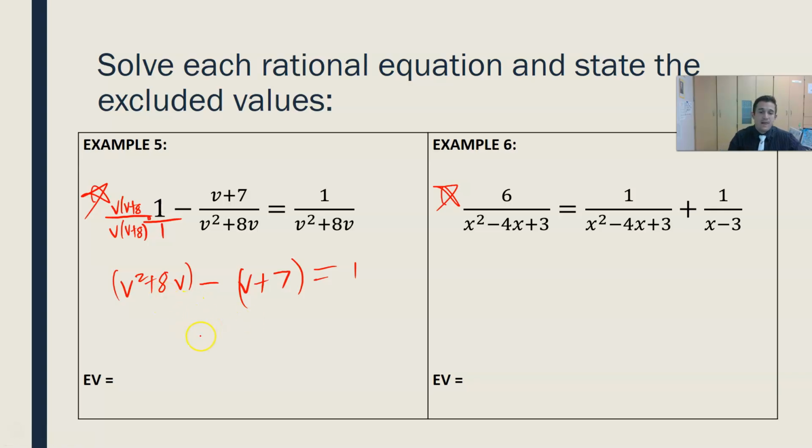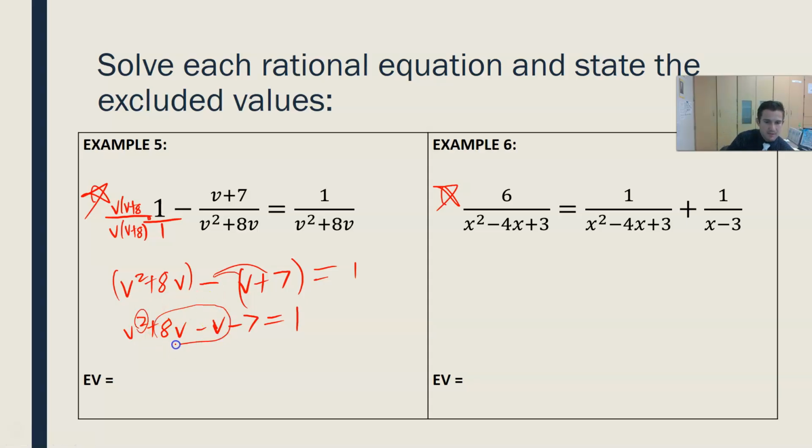Okay, so let's simplify this a little bit. I have v squared plus 8v minus v and minus 7, remember that negative is going to change all of these signs, equals 1. Ooh, this is going to be a fun problem. Notice I have a v squared here, so this problem is going to turn into a quadratic function that's going to have two solutions. So I'm going to have to solve this using some of the tools I learned in Unit 4.